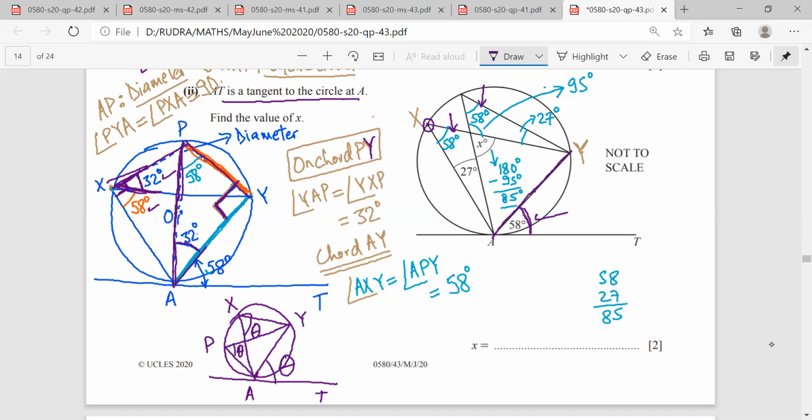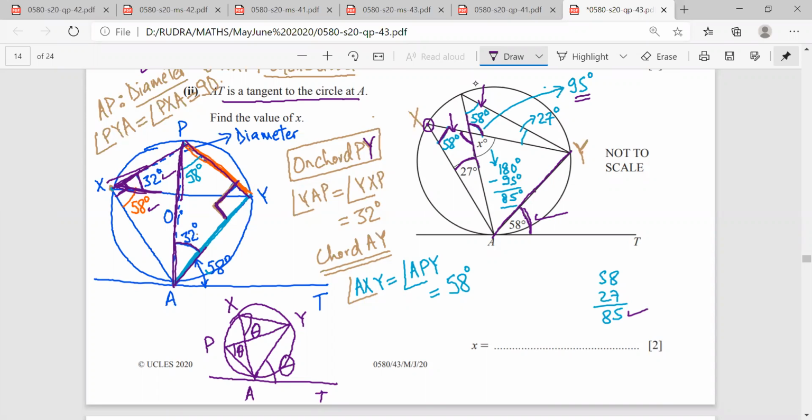This is 58 degree. So this is 58 degree. Now this is 27 degree. So 58 plus 27 would be 85 degree. The remaining angle that I have is 95 degree. So this angle would be 95 degree. Same would be here also 95 degree.